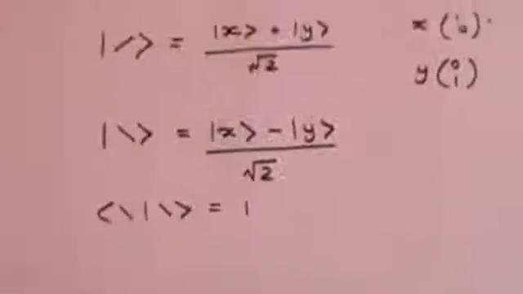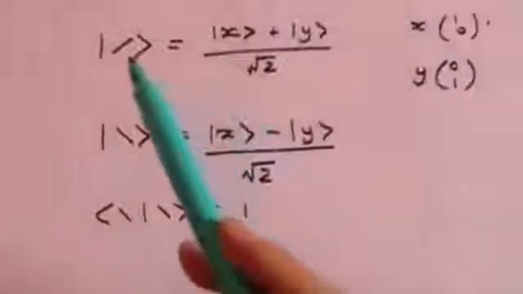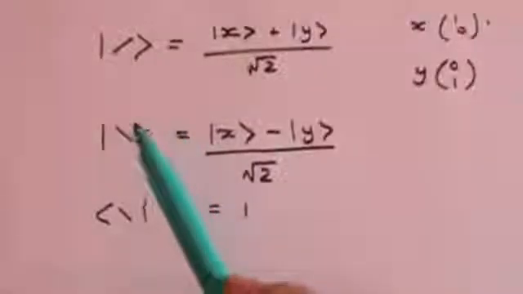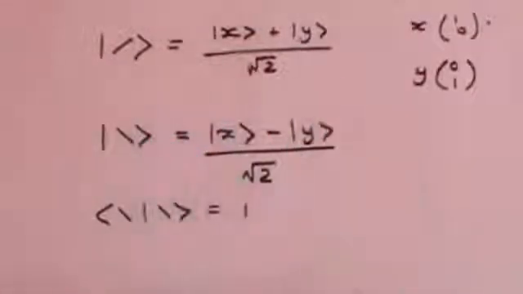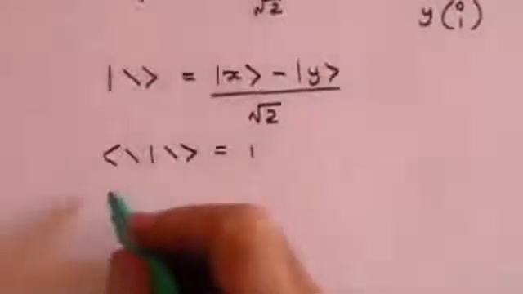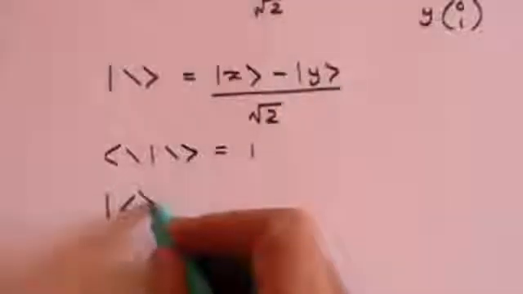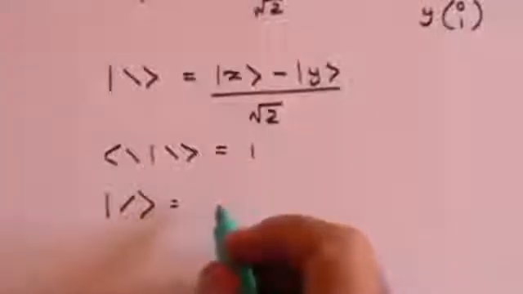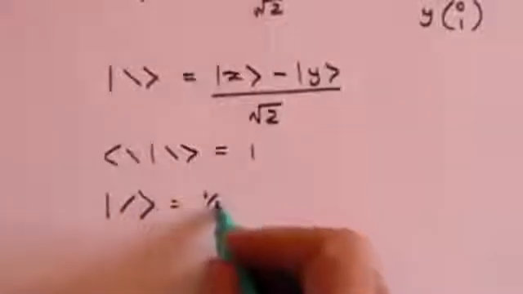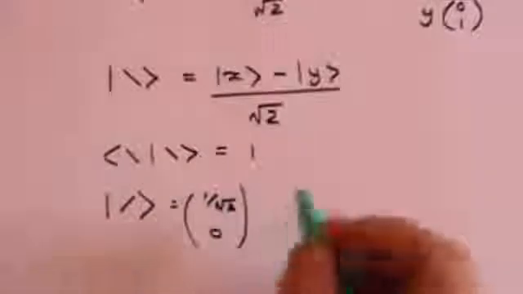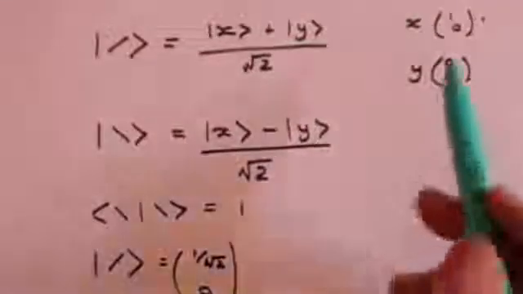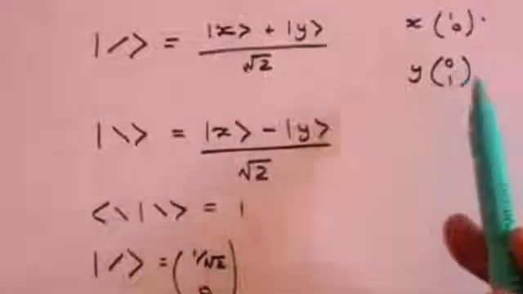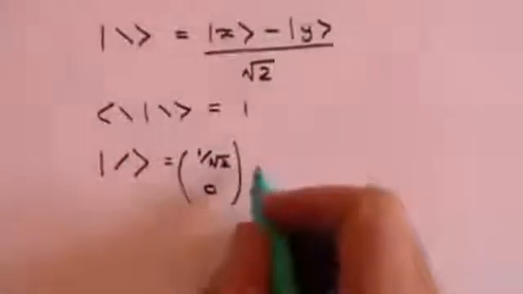So let's just calculate what the actual vectors are going to be in their matrix, in their sort of column vector form. The forward slash is going to be x over root 2, which is 1 over root 2, naught, right, and the y is going to be naught and 1 over root 2.